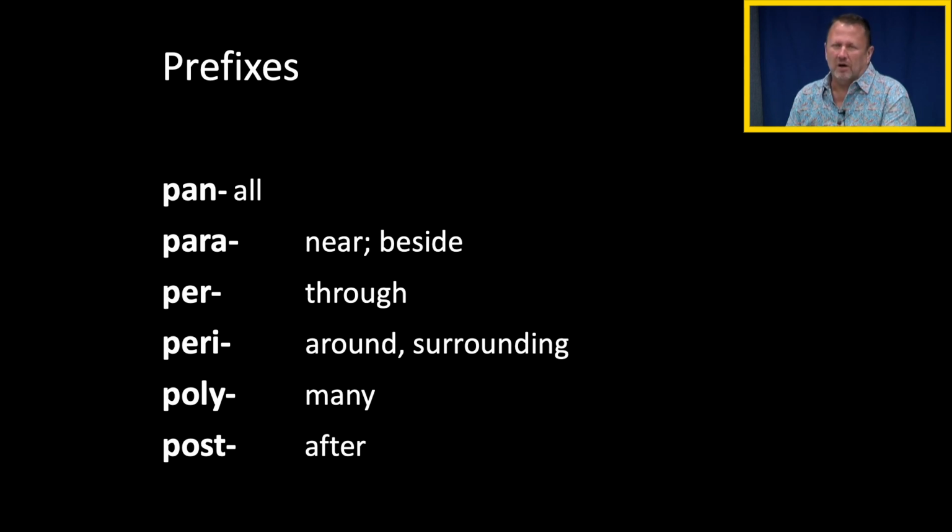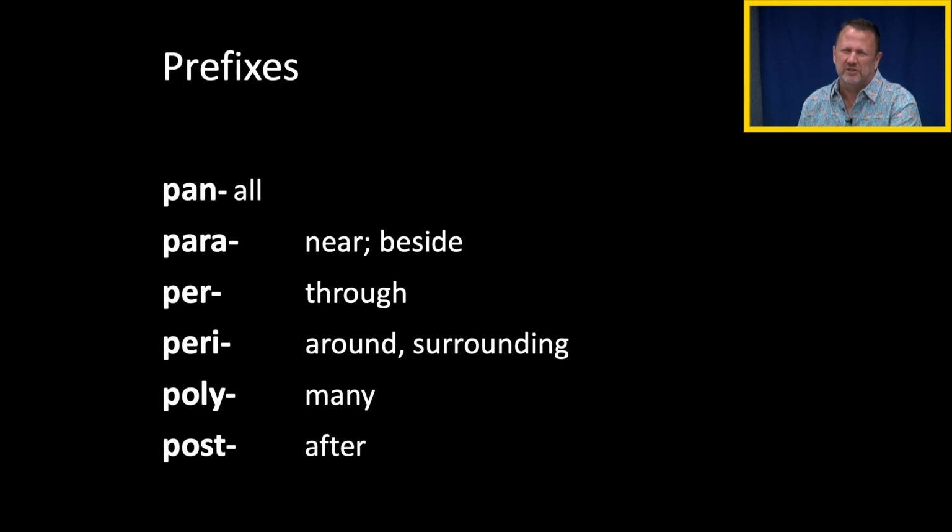Pan means all. My friend Dan, his dad flew for Pan America. They're called Pan Am because they flew all over the Americas. Pancytopenia: pan, everything, cyto, cell, penia, too few. And so if all of your blood cells are too few, as in bone marrow suppression, you'll have pancytopenia.